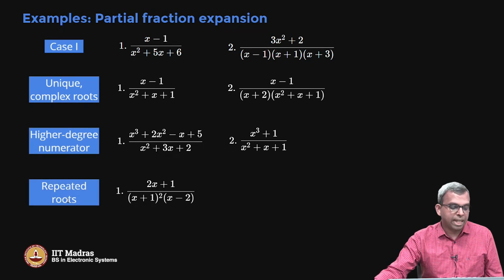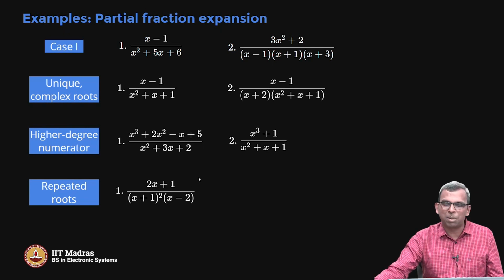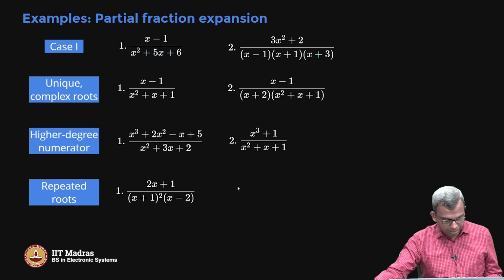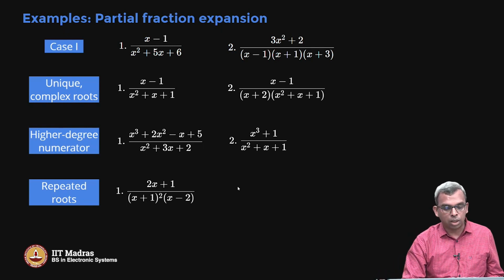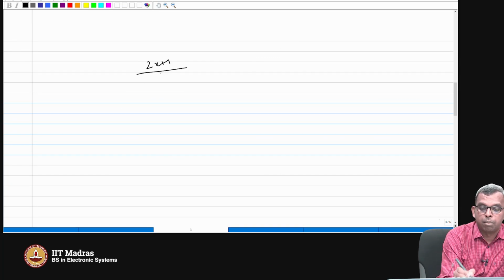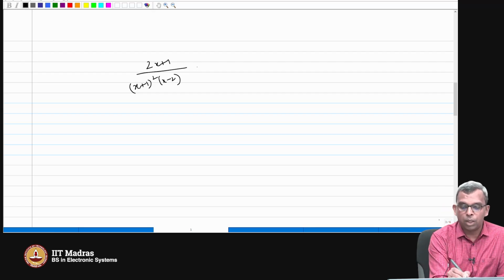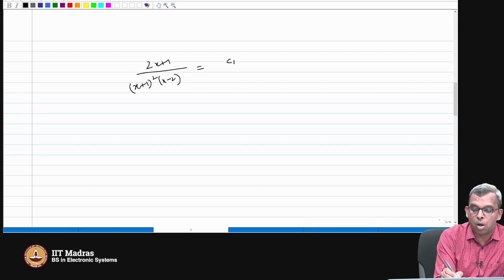The only confusing case is if you have repeated roots. Okay, so in this case things become a little bit more complicated. I'm not going to do it in great detail, except just telling you how the form of the thing will look. If you look at 2x plus 1 by x plus 1 whole squared into x minus 2, right? Let me just check that. Yeah, so I'll write down just the form of this, how this will look.